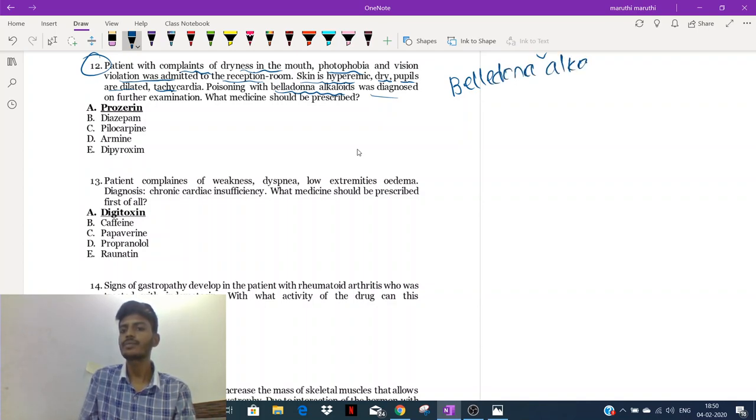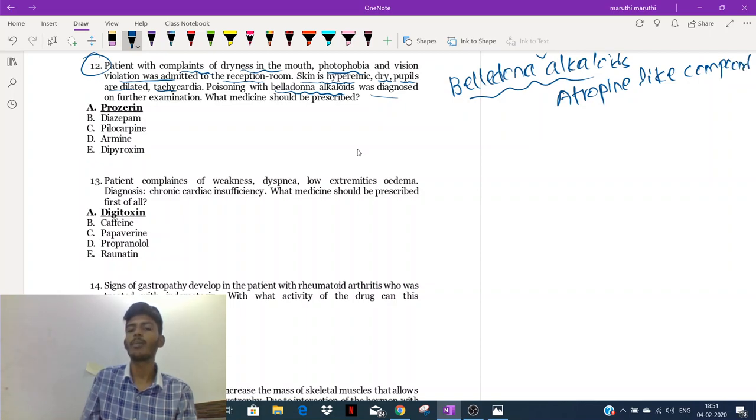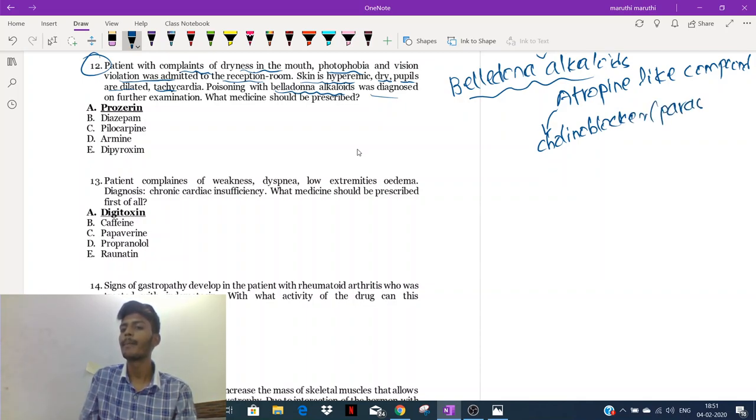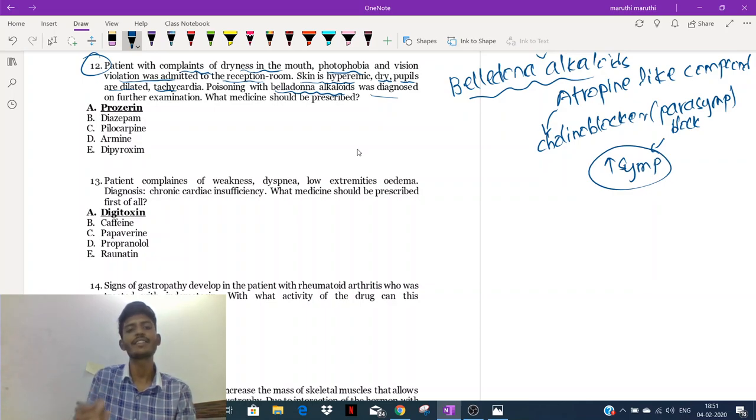Belladonna alkaloids are a group of substances which have atropine-like compounds. When this atropine-like compound is there, it does cholinoblocking. Atropine is a cholinoblocker. When it is a cholinoblocker, it means a parasympathetic blocker. Yes or no? So parasympathetic is blocked. When parasympathetic is blocked, that leads to increased activity of the sympathetic system. When there is increased activity of the sympathetic system, what happens?